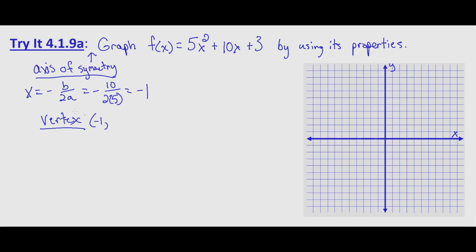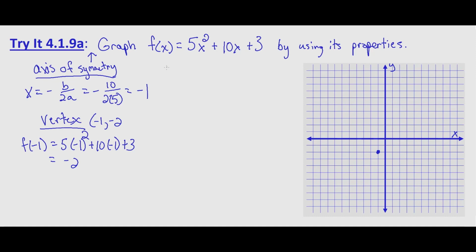So we know it's negative 1, and then f of negative 1 equals 5 times negative 1 squared plus 10 times negative 1 plus 3. That equals 5 times 1 is 5, minus 10 is negative 5, plus 3 is negative 2. So you know the vertex is at negative 1, negative 2. We know it opens up, so that means there should be x-intercepts.